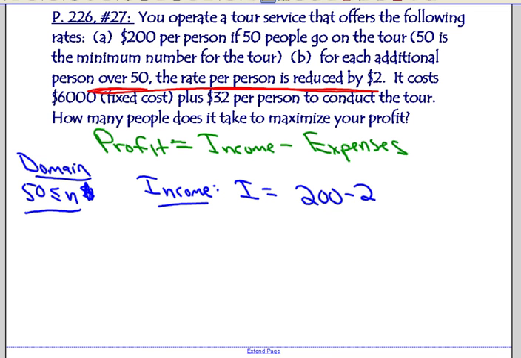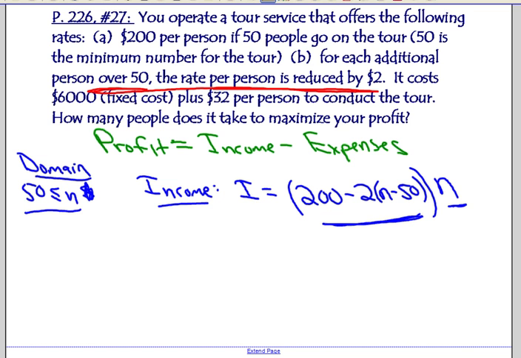So it's not minus 2 times n, but if we put in the number of people going on the tour, minus 50, that would give us the number of people more than 50. So if n is 55 people, 55 minus 50 is 5, times 2 is 10. I get a $10 per person discount. The people are paying $190 per person. So that's the price per person. And how many people are going on the tour? n. So this was the cost per person, 200 minus 2 times (n minus 50), and these are the people.